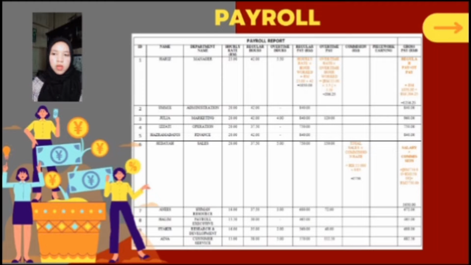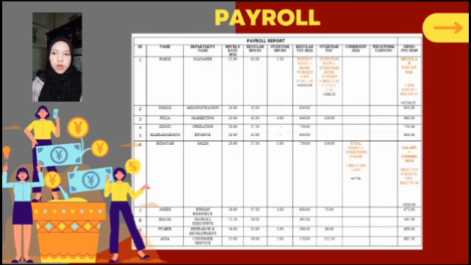For commission, we multiply total sales by the commission rate. For example, 55,000 multiplied by 0.05 equals 2,750 ringgit. For gross pay, we have two.